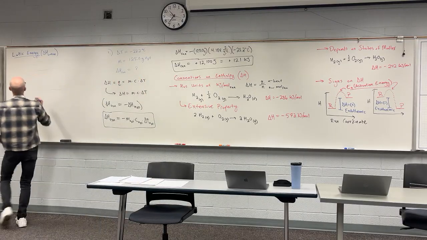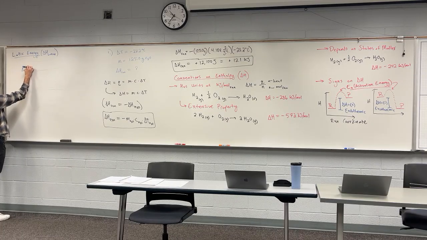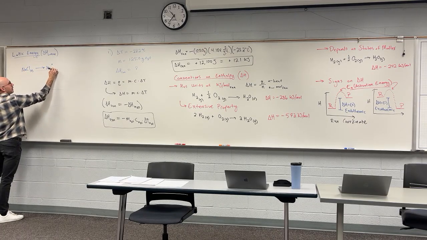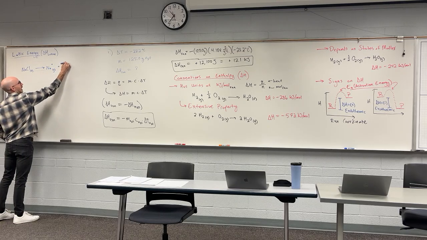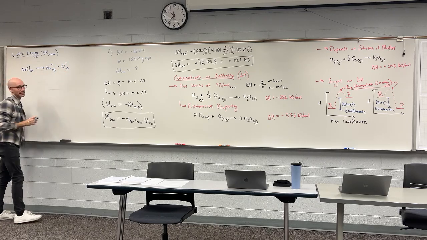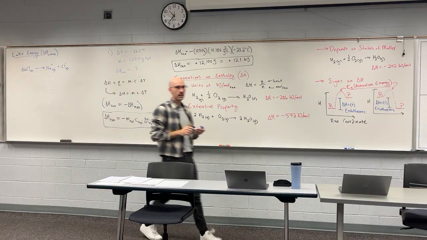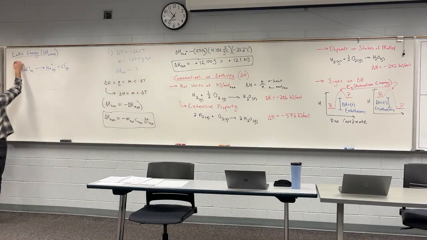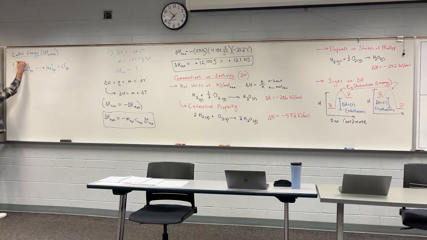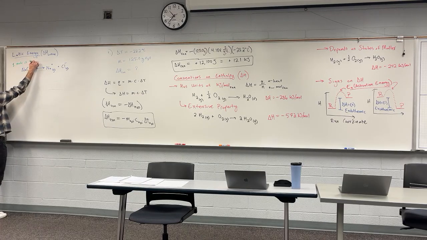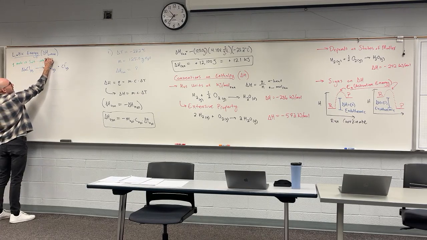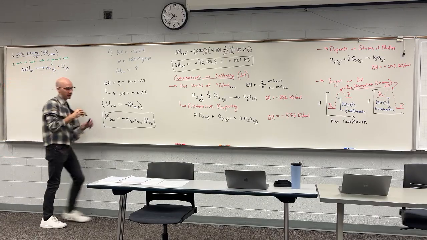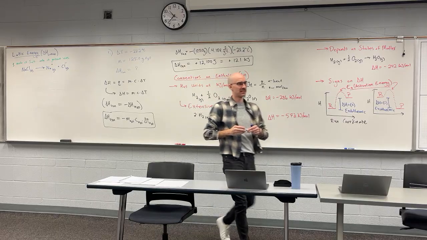Let's take an example. NaCl solid to Na plus gaseous and Cl minus gaseous. We define lattice energy as 1 mole of the salt into its gaseous ions. You guys ever seen gaseous ions?